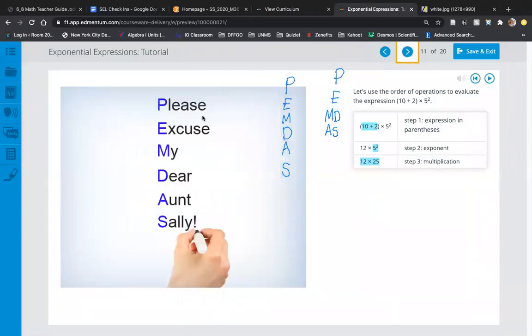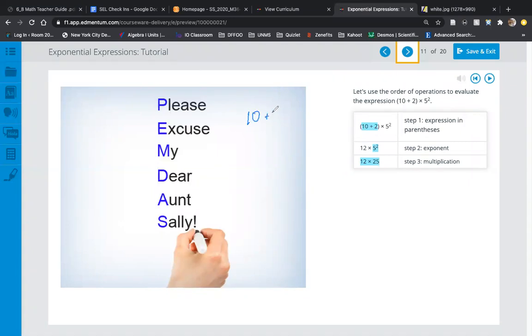So again, please excuse my dear Aunt Sally. That's how we try to remember this here. And let's just walk through this example. They're giving us the problem 10 plus 2 multiplied by 5 squared. The steps are written out here, but I'm just going to work it out over here.